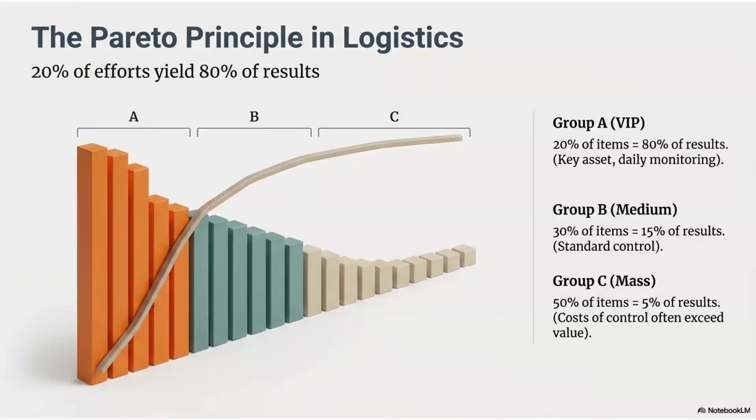And third, Group C, the least significant items. This bulk portion covers 50 to 60% of the assortment, but generates only 5 to 10% of the total results. It is here that the rule we mentioned earlier applies. The costs of strict control over such items very often significantly exceed their real value to the business.